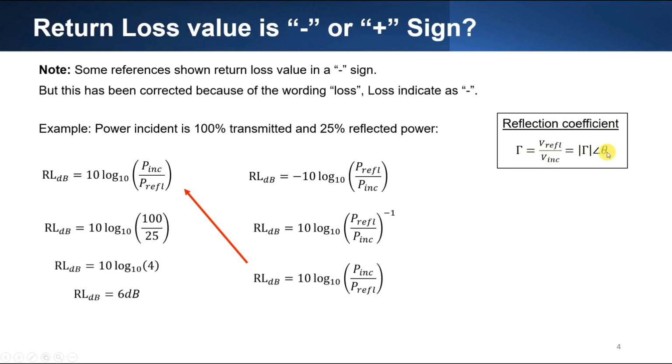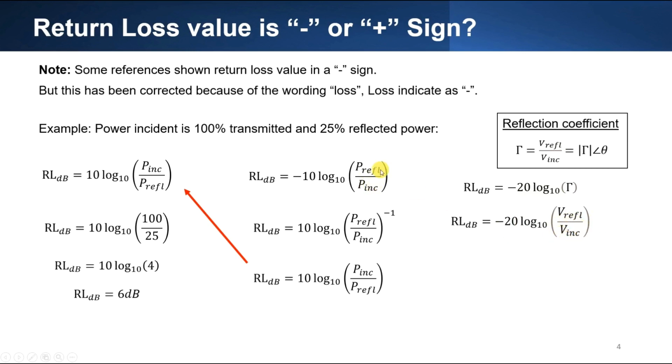Okay, so let's say the return loss is in voltage, so here it will be 20 log. I will show why it is 20 log, because of voltage. Then we just derive it. So negative 20 log voltage reflected divided by voltage incident.